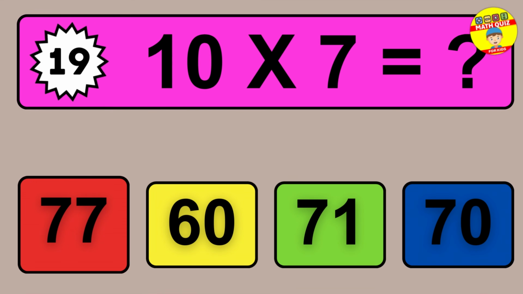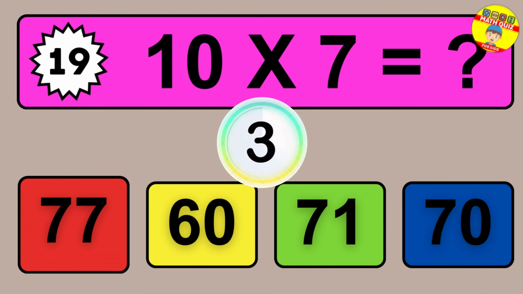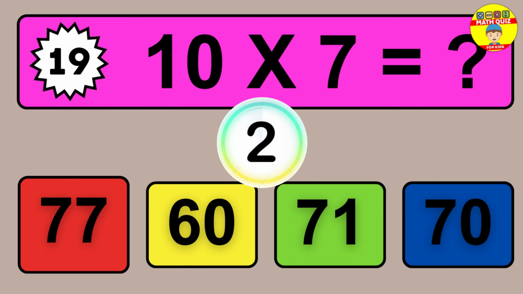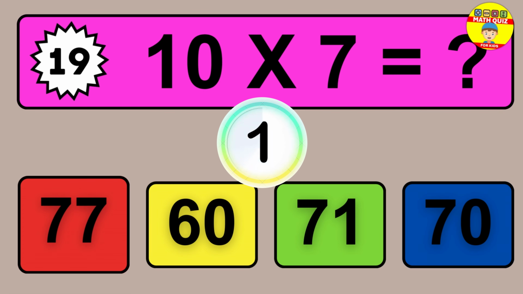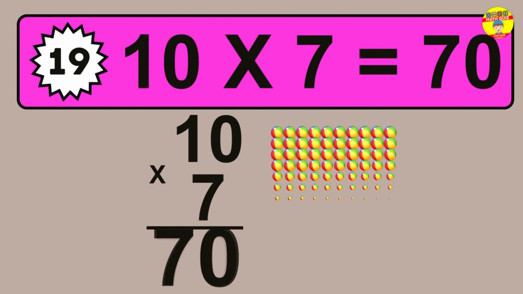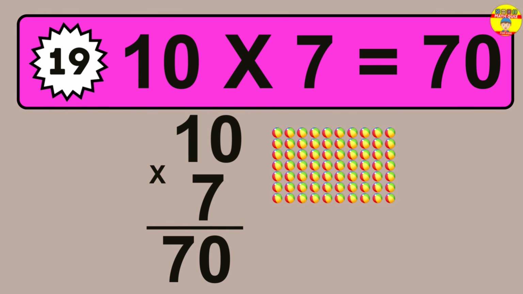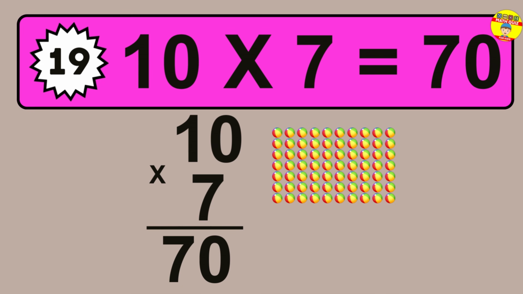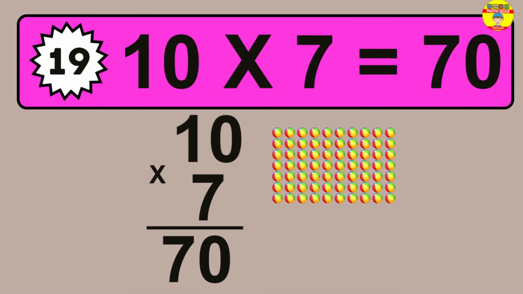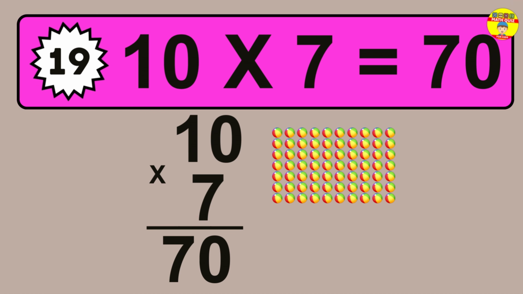Question 19. 10 times 7 equals what? So the answer is 10 times 7 is 70. To calculate, we have 10 groups with 7 balls each one. So how many balls do we have? 70 balls.